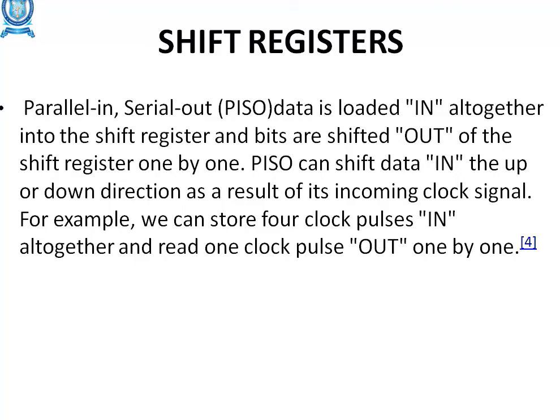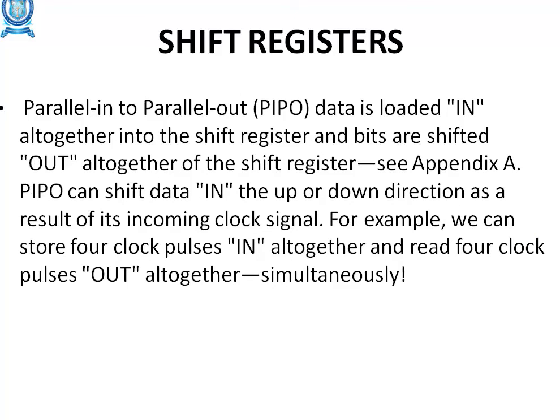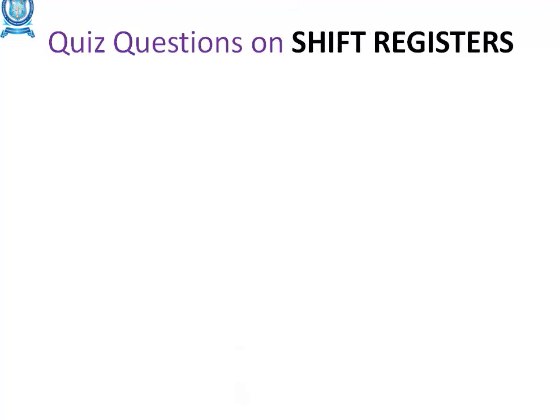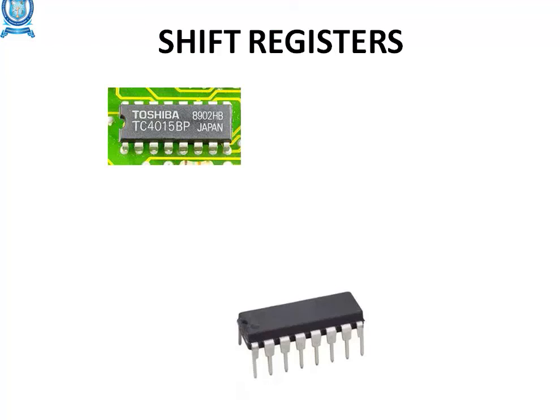In parallel in, serial out, data is loaded altogether into the shift register, and bits are shifted out of the shift register one by one. In parallel in, parallel out, data is loaded into the shift register and the bits are shifted out of the shift register. Okay, so this is a shift register logic IC.